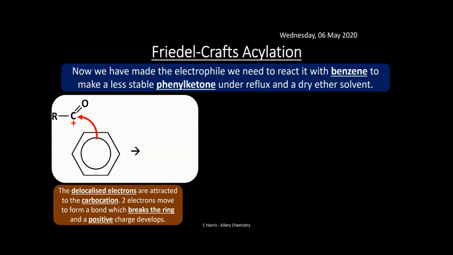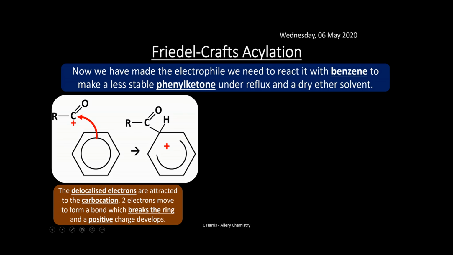So the mechanism goes like this. The delocalized electrons in that benzene ring are attracted towards this carbocation, because it's exactly what benzene is going to react with here, since it's powerful enough. So the two electrons move from the bond, and that breaks the ring structure, and a positive charge develops. So you can see here what we've done is we've added our acyl group onto your benzene ring, and the hydrogen's still there.